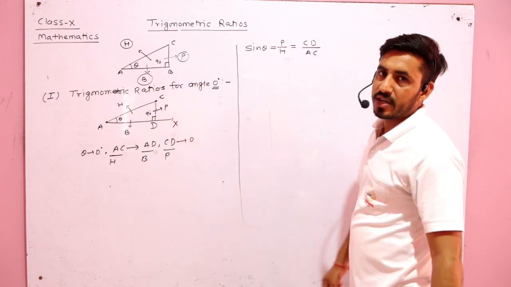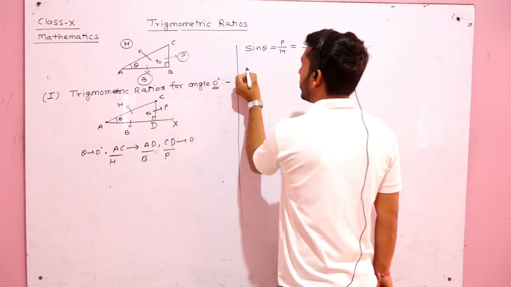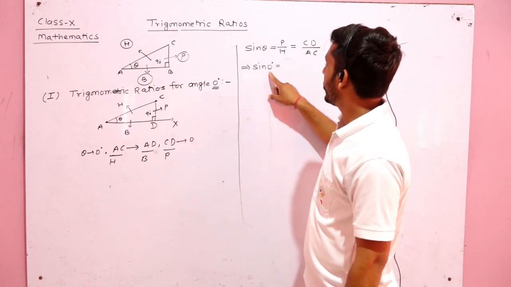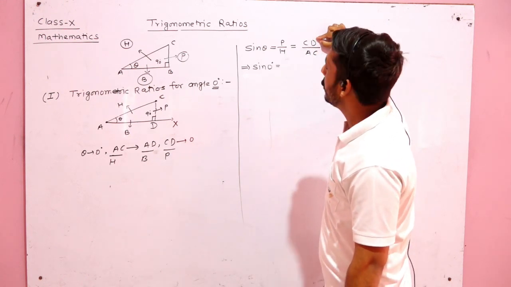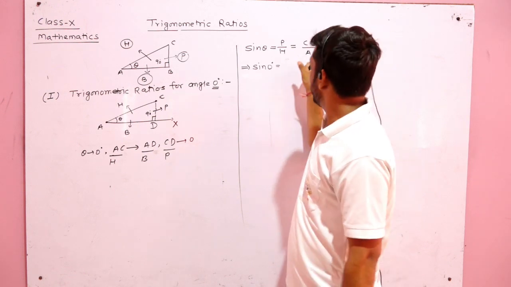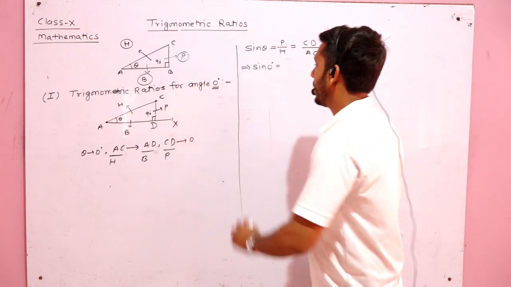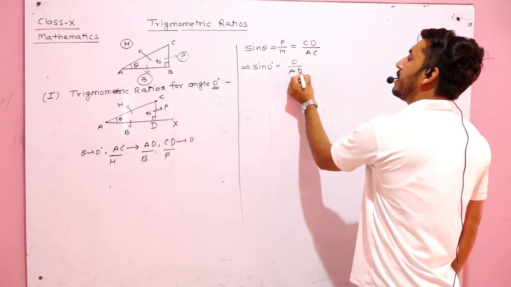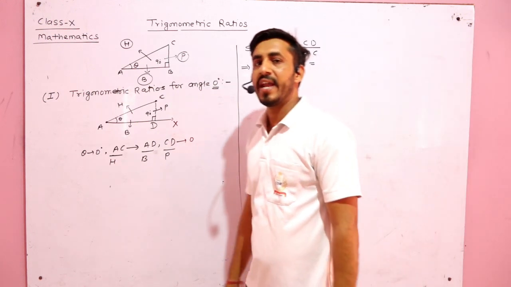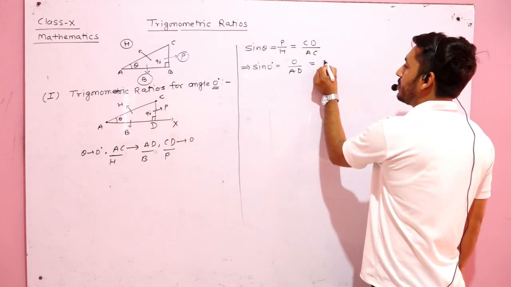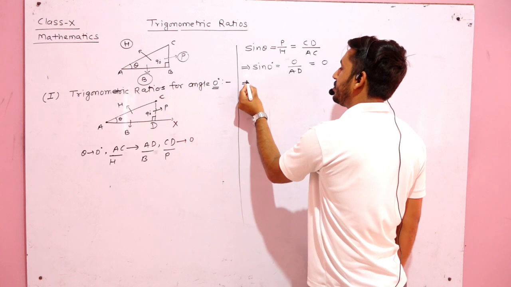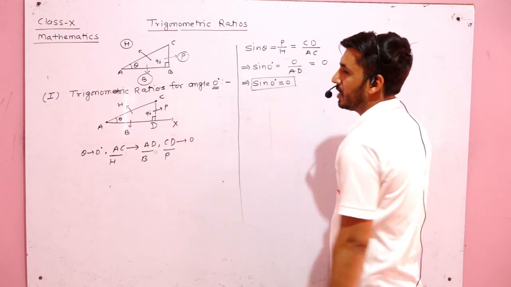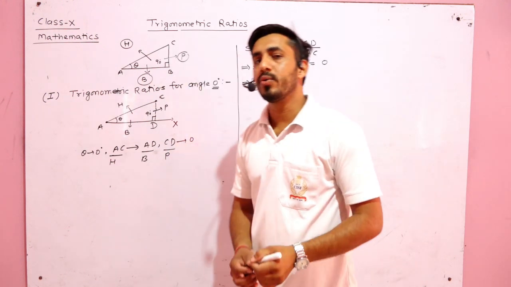Okay, in this condition, if I am taking theta equal to 0 degree, then sin 0 degree means the value of CD when theta moves towards 0 degree. Then CD is moving towards 0, so the value of CD will be 0, and the value of AC is equal to AD. If I divide 0 by any non-zero value, the result will be 0. Then I can see here sin 0 degree is equal to 0. This is the condition when I make theta equal to 0 degree.